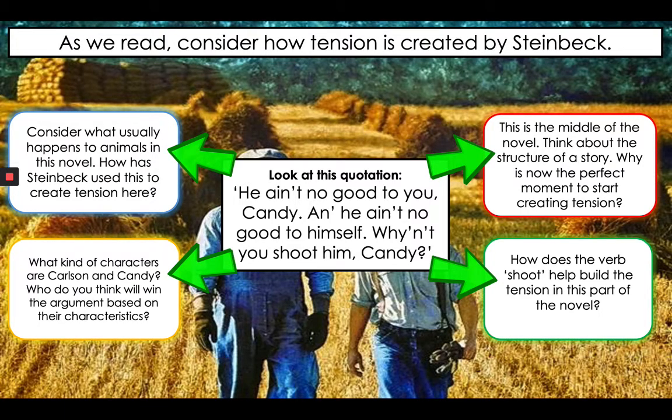And lastly, how does the verb shoot help build the tension in this part of the novel? So obviously, shoot is a blunt word. There's no emotion attached to the word and to the killing of the dog. They're not using the word kill or murder. Shoot is very blunt, but also because it's a verb, it's very immediate. Why don't you just do it now? There's no point hanging around.